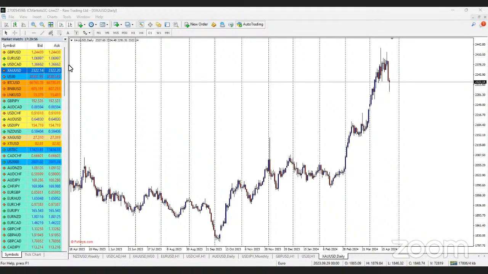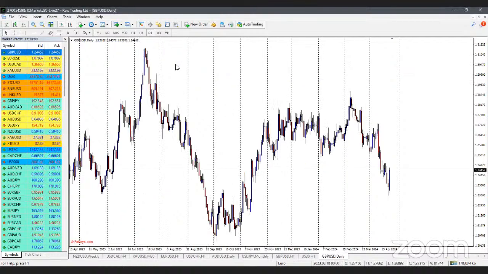So for me, what I think is best to do here is let's start off with looking at the different major pairs that we have. And if there's any correlation between them, we'll look at the dollar index to see how we can put that in stone and set up positions.